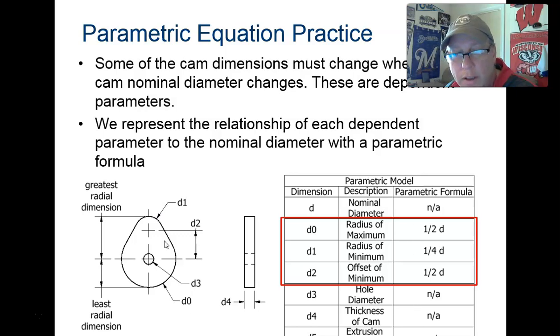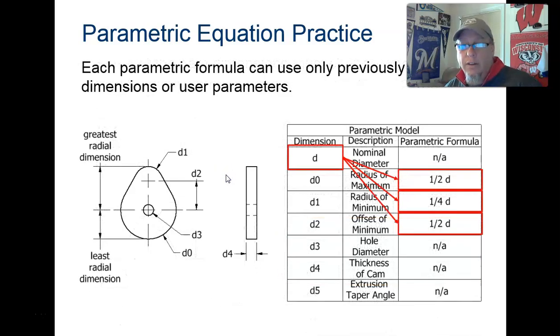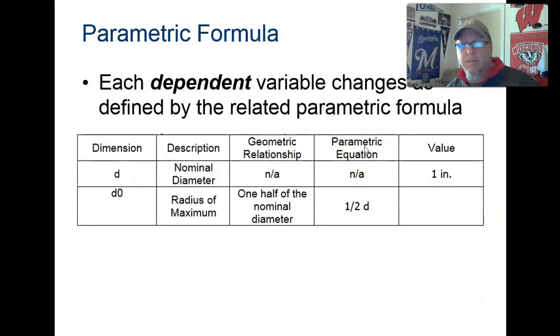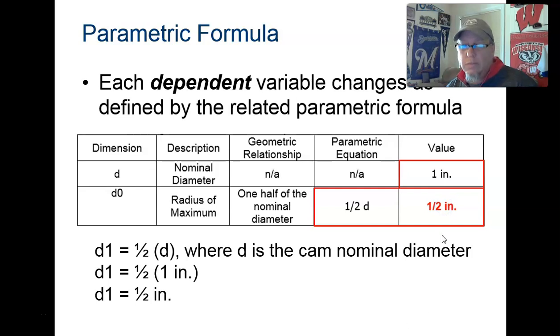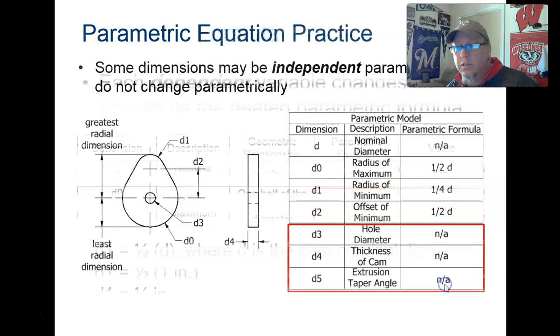So these formulas are going to define what these dimensions are. So you can make the nominal diameter anything you want. You just change one number and this entire cam is going to change its appearance. And that's really kind of the heart of it. And that's what this slide is showing you right here, where half of D is what it calculates and puts into this box, and 1/4 of D is what it calculates and puts into this box. And I believe they're even going to show you, like if you put a 1 here, well, half of 1 is half an inch. So then the maximum radius here would be half an inch.